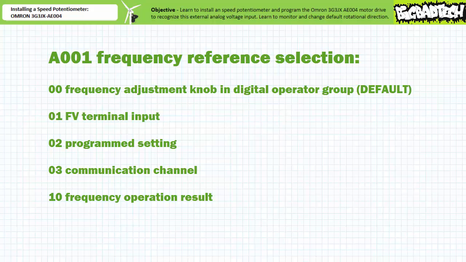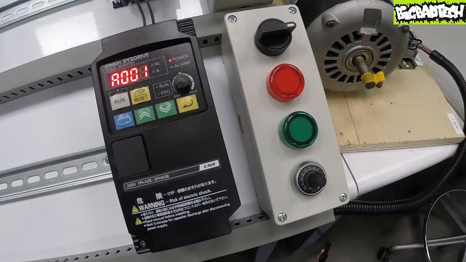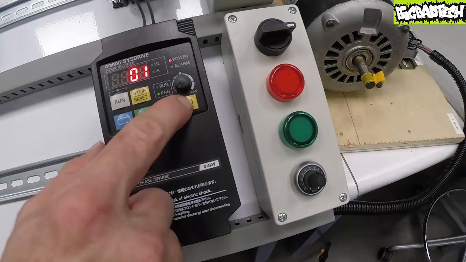Let's navigate to parameter A001, frequency reference selection. Select mode, increment from the default 00 selection to 01, FV terminal input, then select enter to save it. This motor drive has now been programmed to recognize and respond to the external remote analog voltage input.